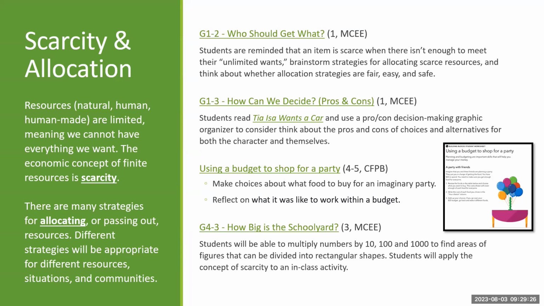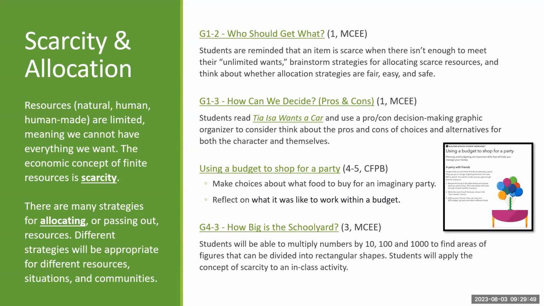But the math connections to this, I think, are awesome. Numbers are finite, just like our resources. You cannot just create more out of nothing. You have to borrow or regroup in order to do that. Allocation is dividing up resources. It's dividing up a whole into different parts in different ways. It's a conceptual understanding of division and fractions, which I think is very cool.